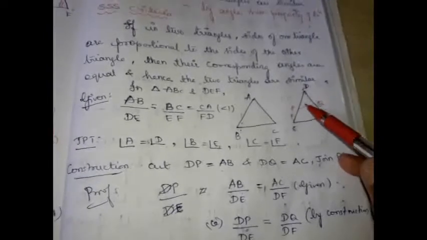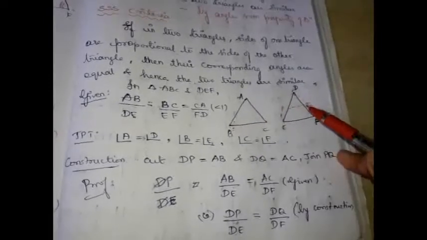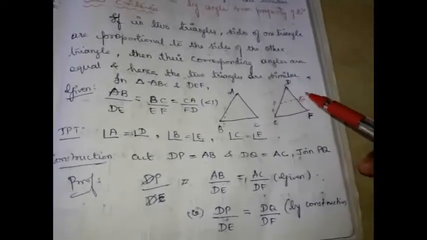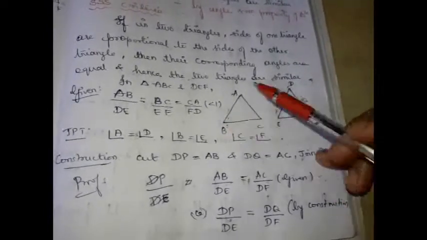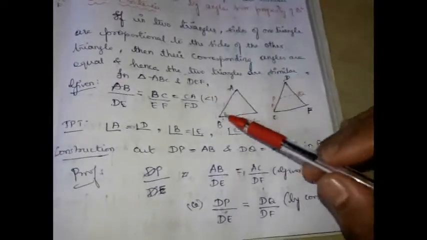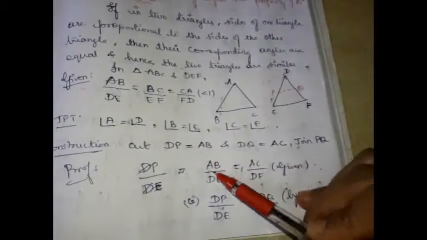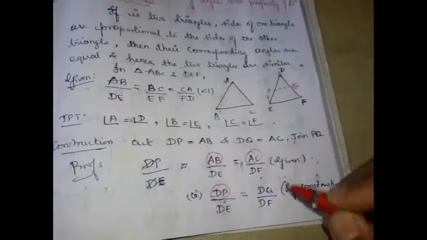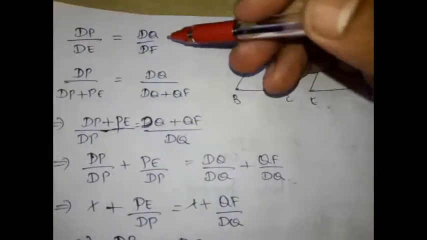So as usual, as we did in the previous criteria, we are going to cut DE at P such that DP equals AB and DQ equals AC. Now join P and Q, right? Then what we infer? AB by DE equals AC by DF, which is given in the question. Since we have taken AB as DP, we are going to replace AB by DP, and AC by DQ. This is by our construction, right? Then this is what we got in the previous step.